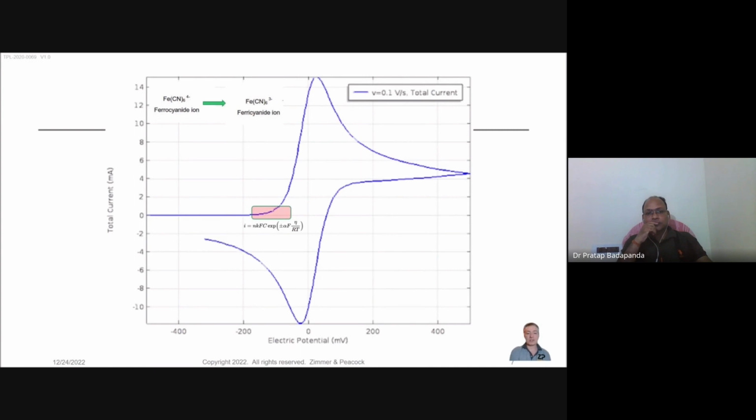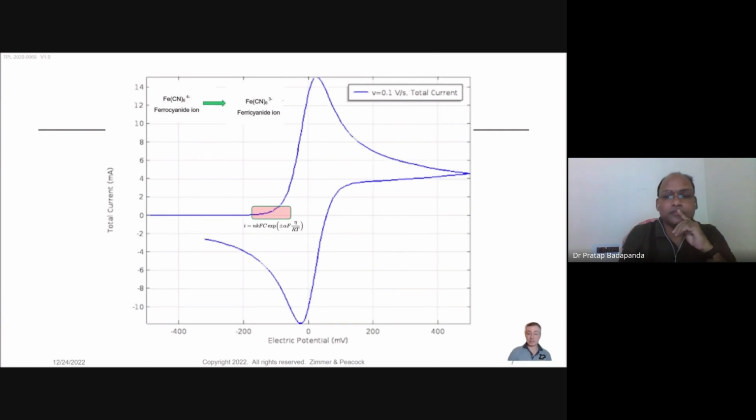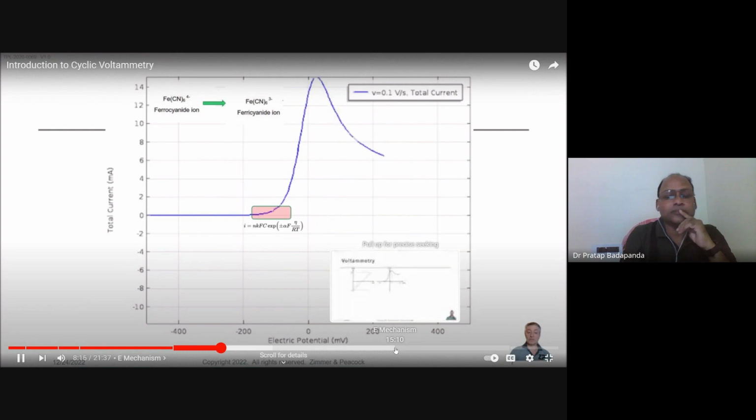This Tafel equation describes this kinetic region. And what it says is my current is proportional to my voltage, but I am not consuming much ferrocyanide, and so I'm only under electron transfer limitations. Later on, you'll see that once you start consuming ferrocyanide, you become what's called under mass transport control, or specifically in cyclic voltammetry, often diffusion control. Diffusion is just a type of mass transport.